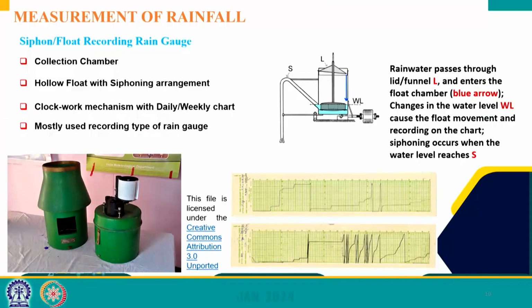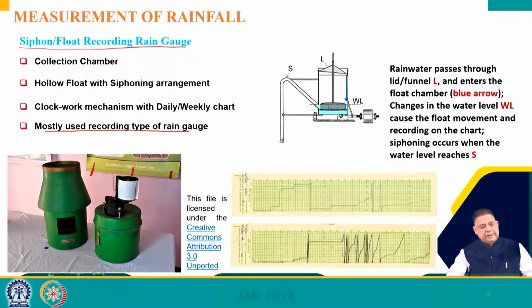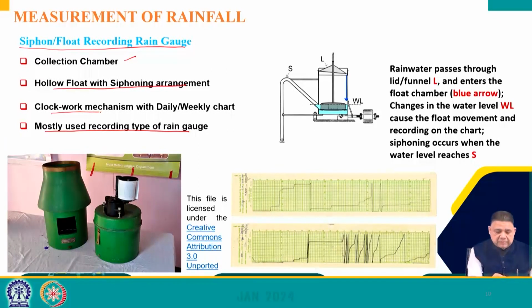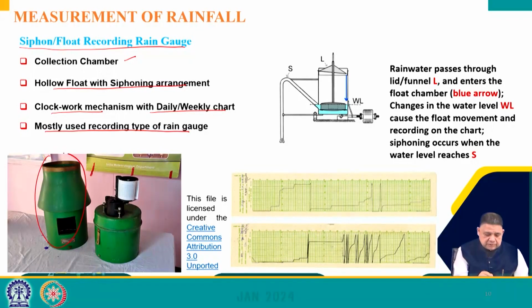Coming to recording type of rain gauges, the mostly used recording type of rain gauge is referred to as the siphon or float type of recording rain gauge. This also has a collection chamber and it has a hollow float with a siphoning arrangement. It also has a clockwork mechanism with a daily or weekly chart. As you can see here, this is how it looks. Inside that we have a float, in this chamber, which I will explain a little bit later, and then it has a clockwork-driven mechanism, that is this drum over which a chart is placed, and this drum moves with the clock.